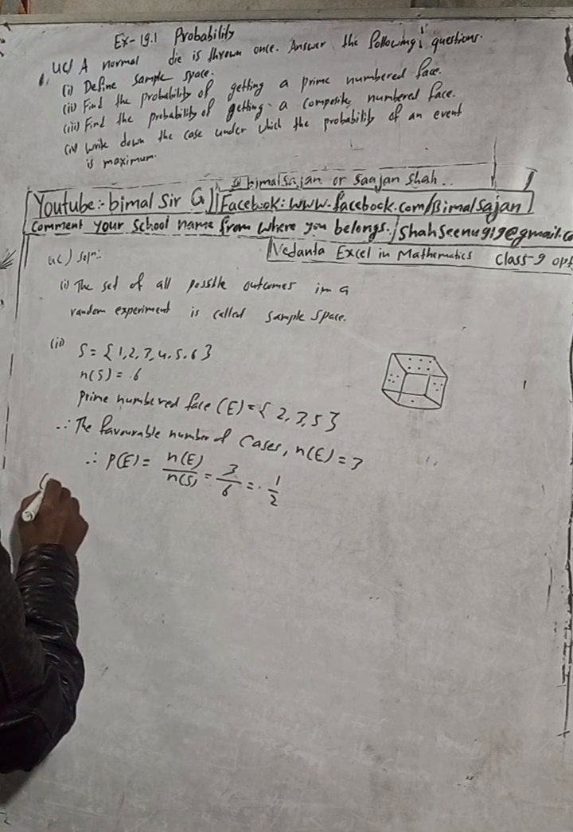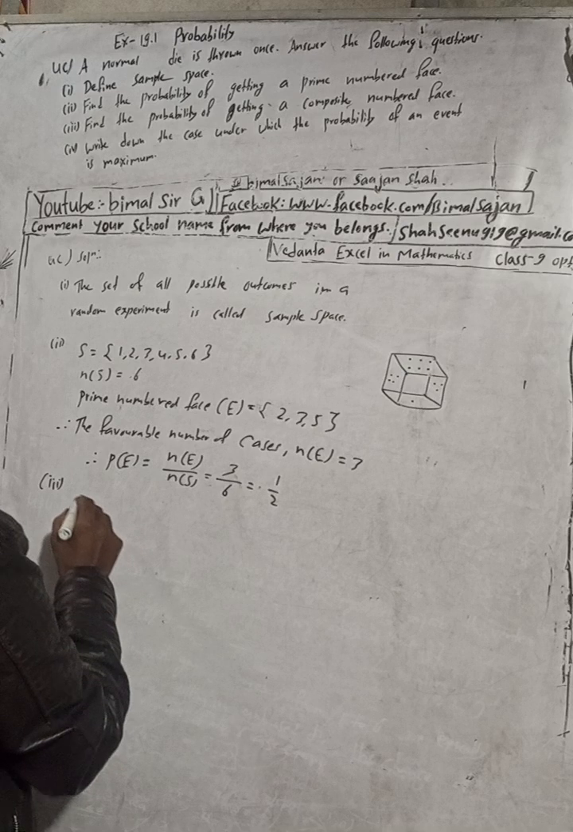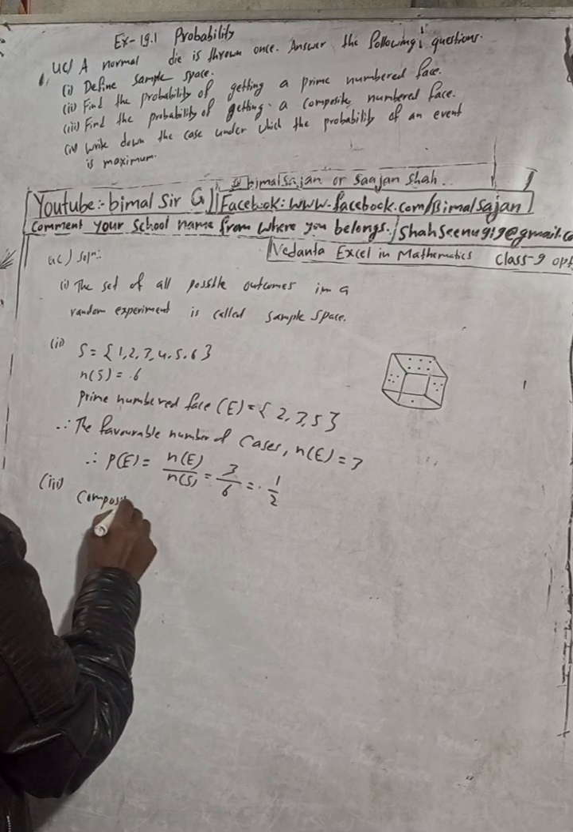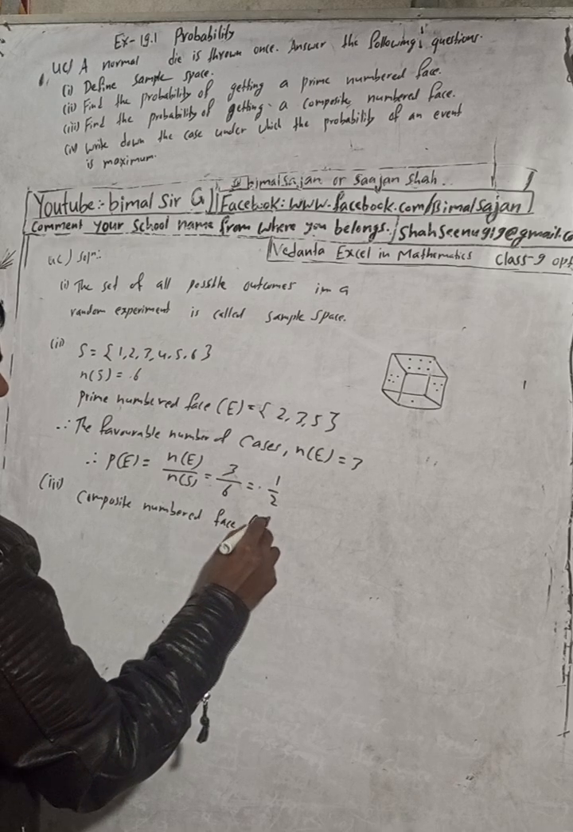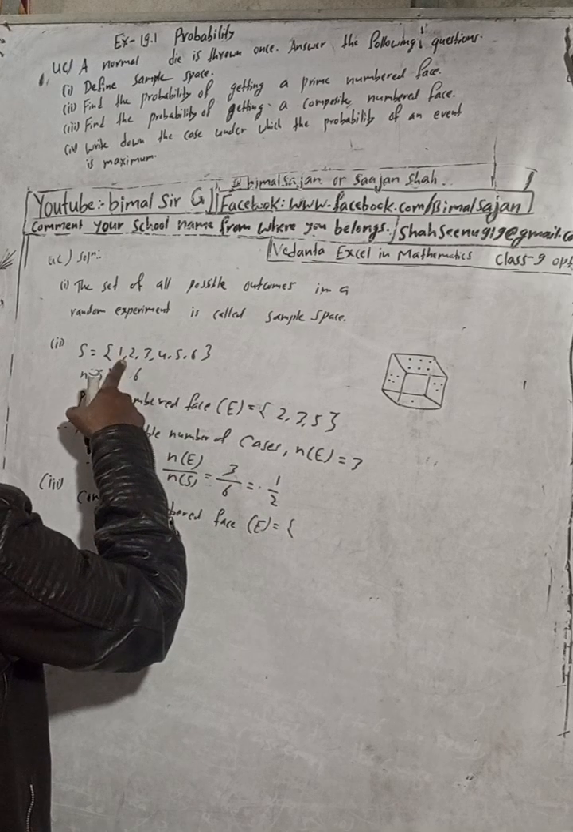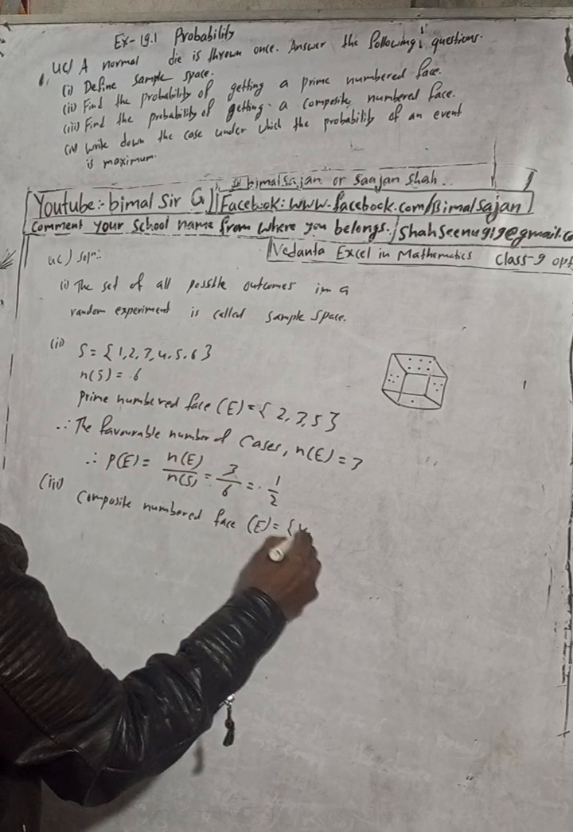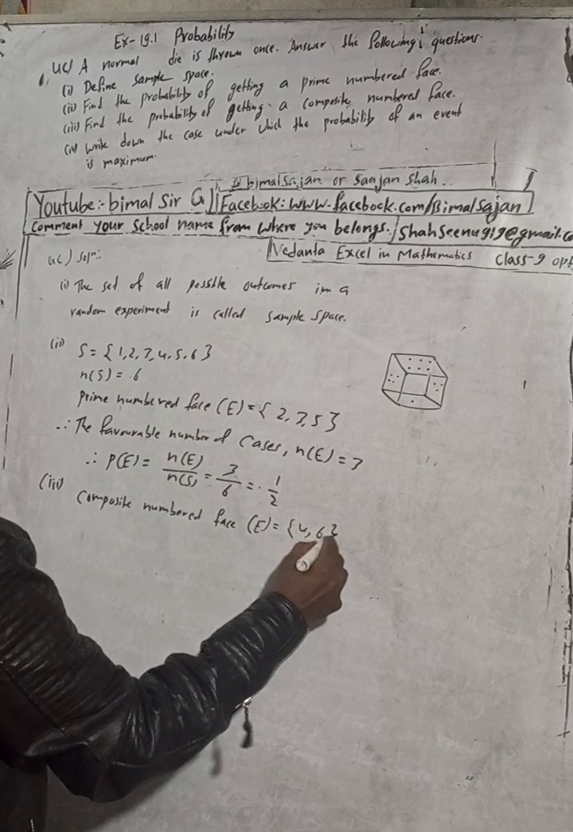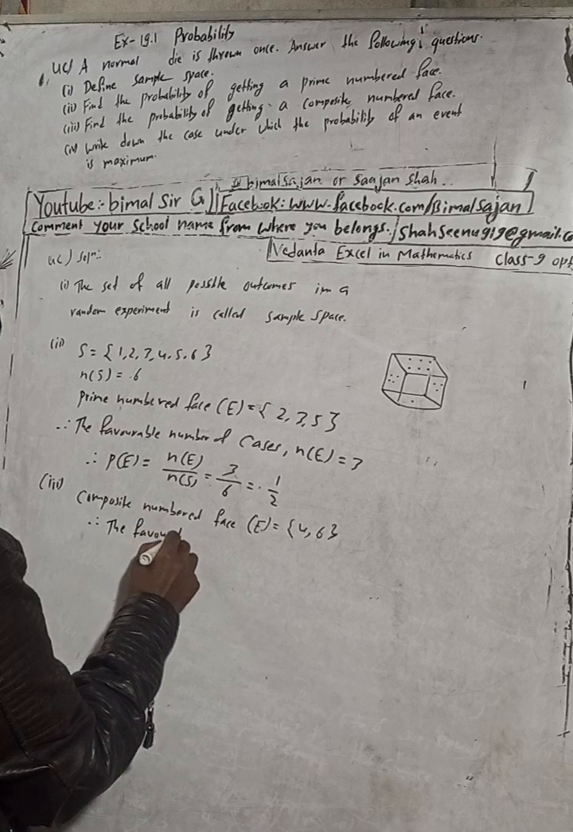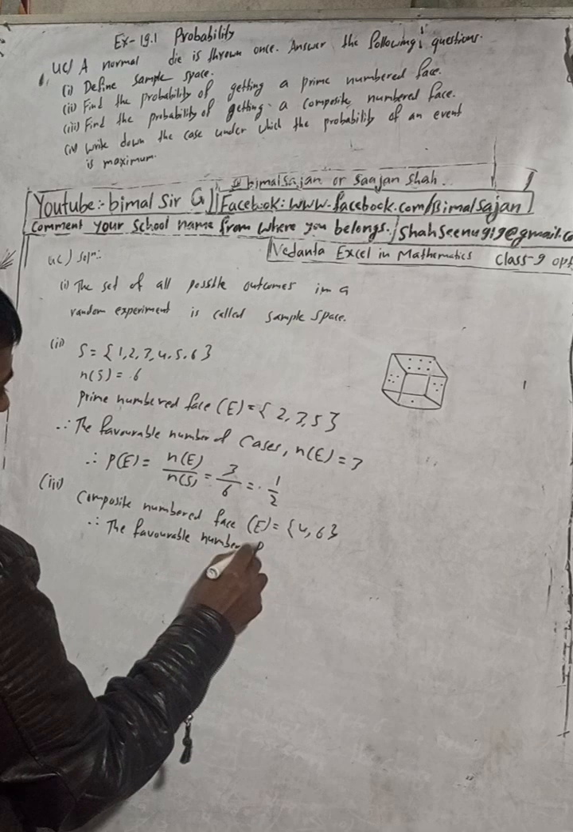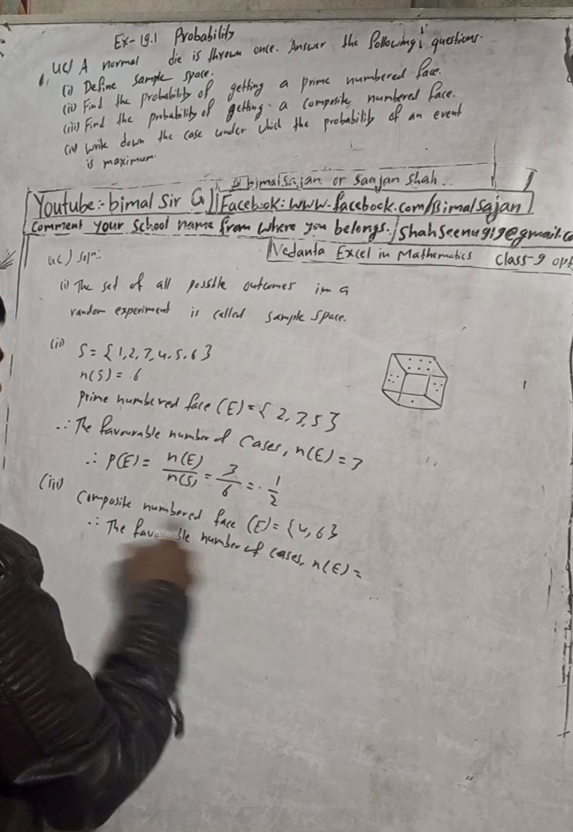Now number 3. Find the probability of getting a composite numbered face. So composite numbered face, that means E is equal to, what is the composite numbered face? 1 is not a composite, 2 is prime, 3 is prime, 4 and 6 are the composite numbered faces. Therefore, the favorable number of cases, that means N of E, is 2, the composite number of cases.